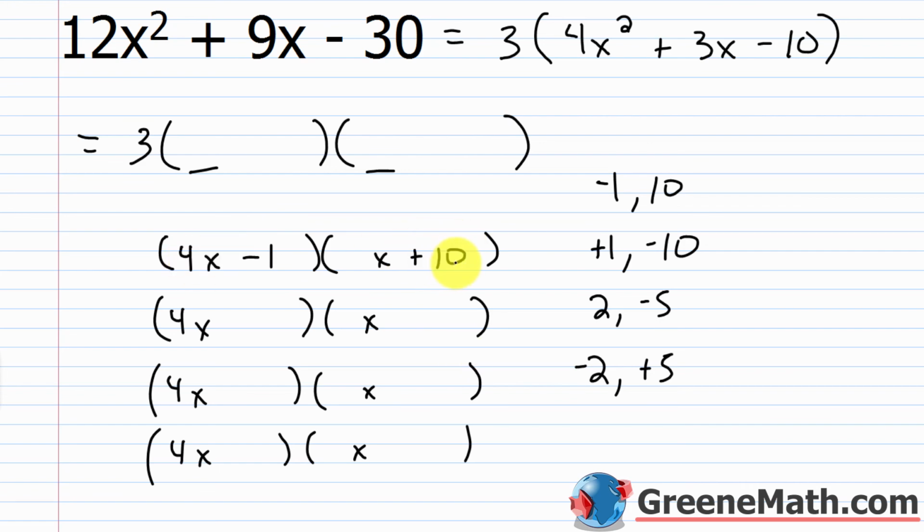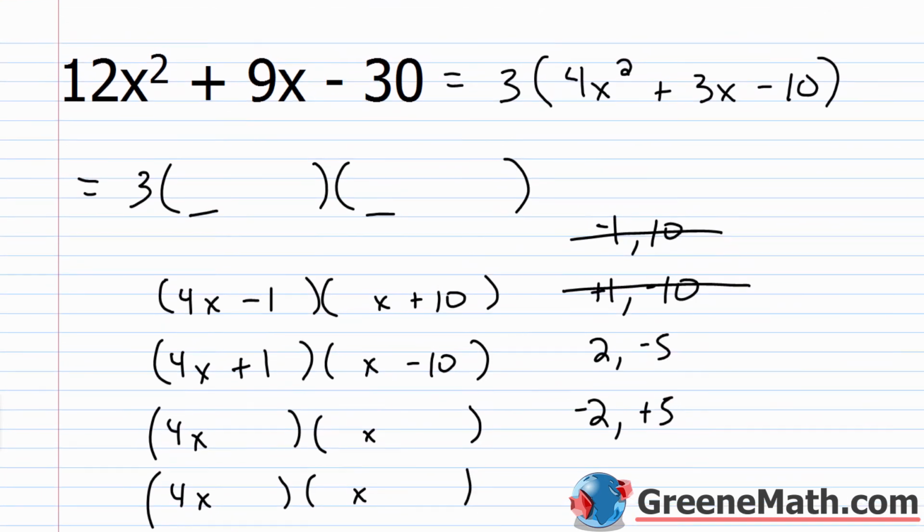So 4x times 10 would be 40x. Negative 1 times x would be negative x. 40x minus x would be 39x. That's not going to get me 3x. I can get rid of that. The next scenario, we could do plus 1 and negative 10. Again, I can't put a negative 10 over here because it would have a common factor of 2 with that 4. So 4x times negative 10 is negative 40x. 1 times x is x. That would be negative 39x. That's eliminated. So then the next one, we have 2 and negative 5.